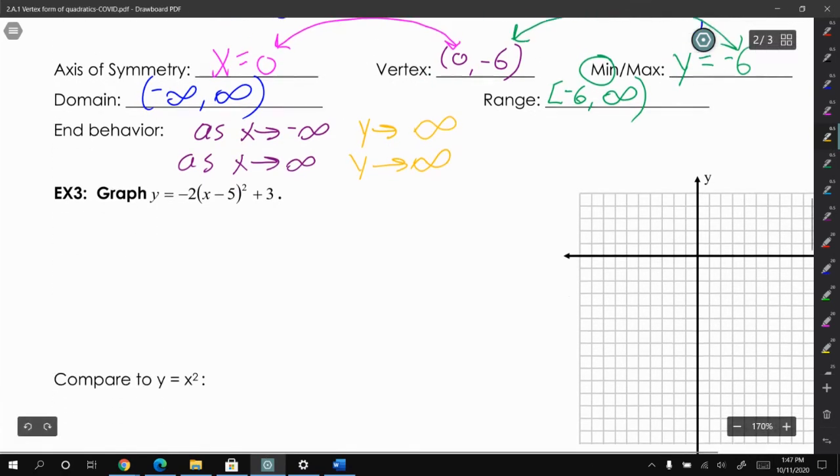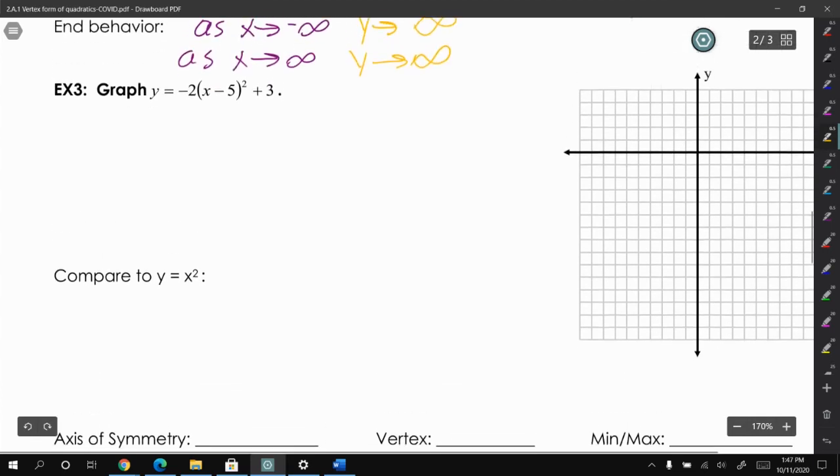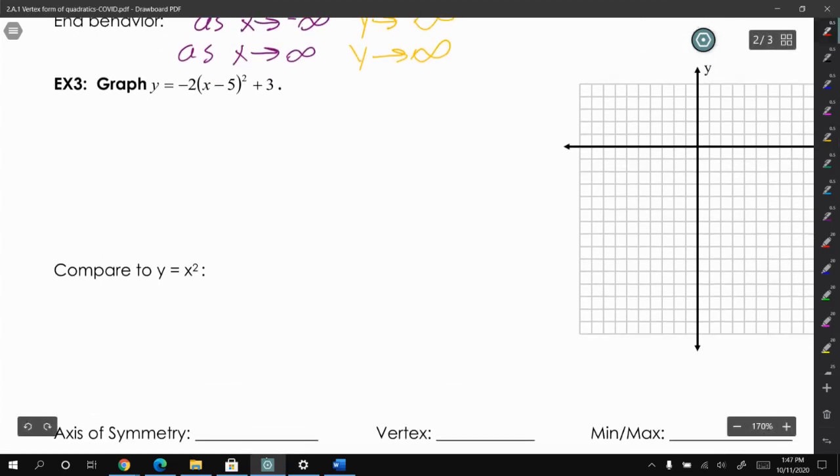All right, I'm going to do one more graph for you guys. So we have this one, y equals negative 2 times x minus 5 squared plus 3. The vertex is going to be at positive 5, comma 3. So let's make our table.